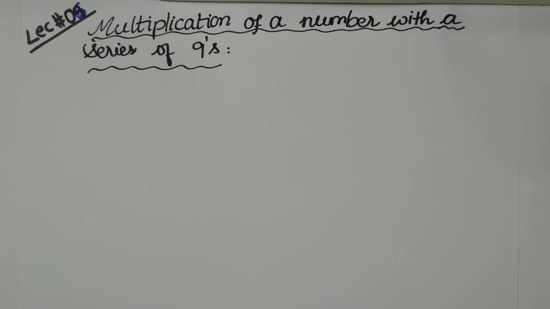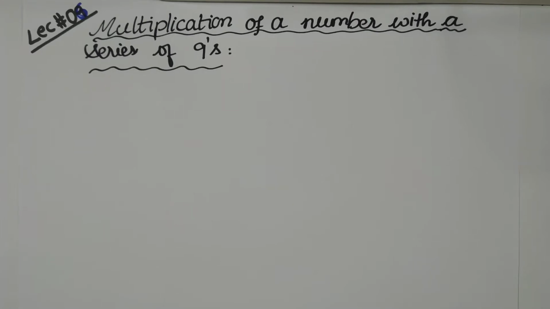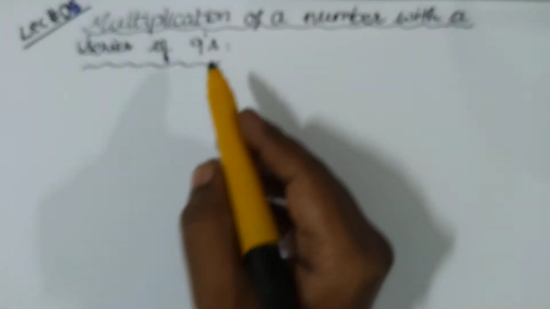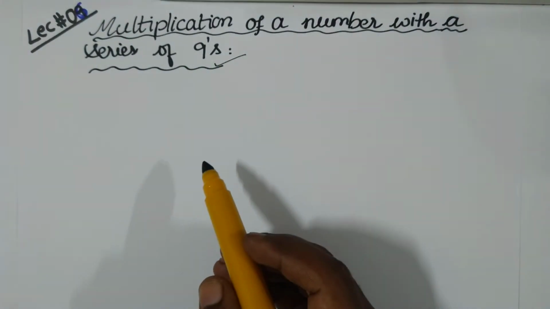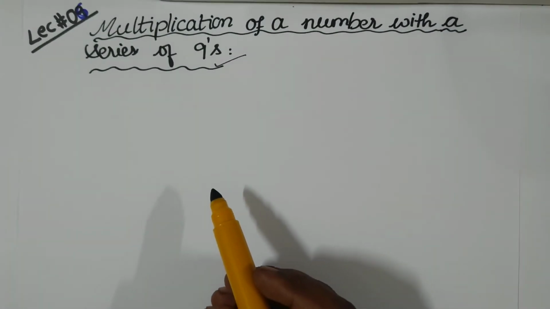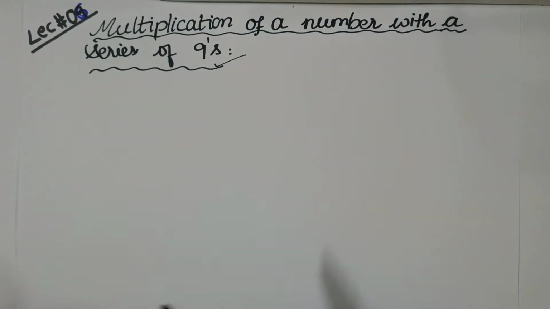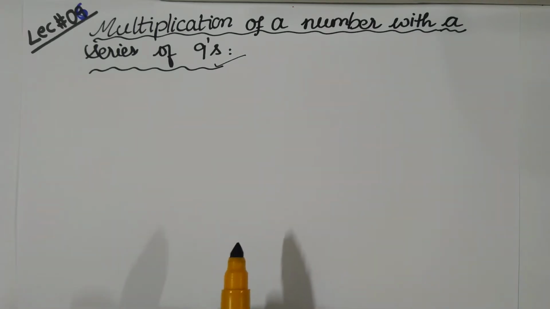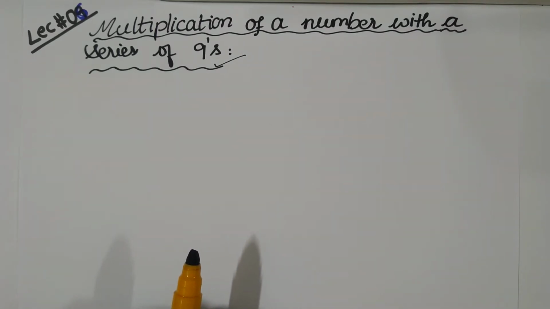In this lecture we will see multiplication of a number with a series of nines, a number or any number. The general perception is that the higher the number of nines, the tougher it will be to calculate. However, the truth is exactly the opposite. The higher the number of nines, the simpler it is to calculate.